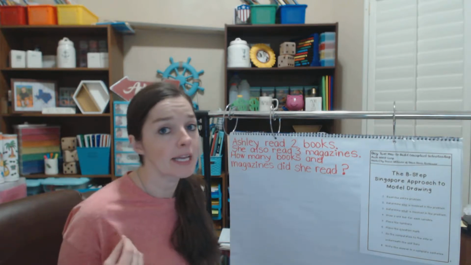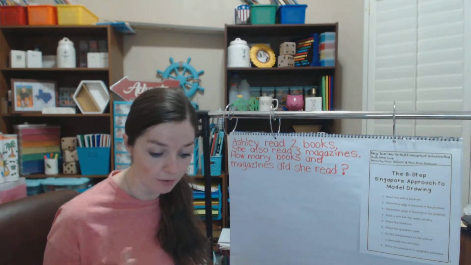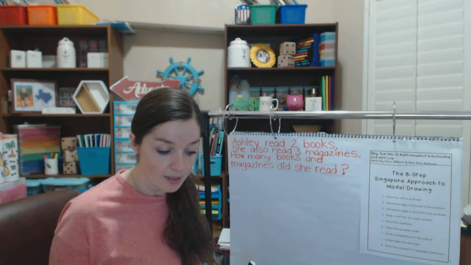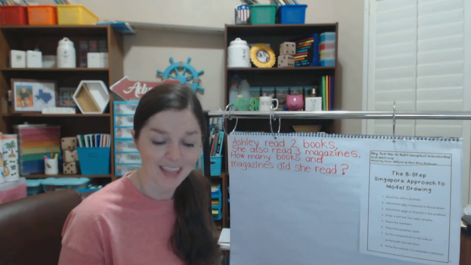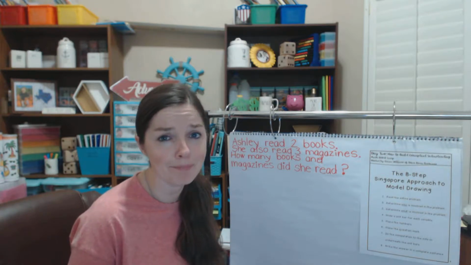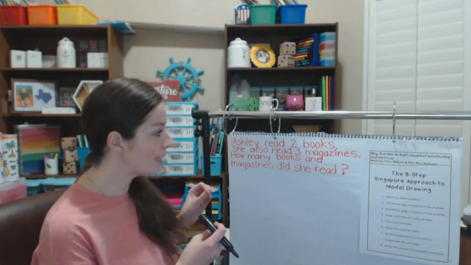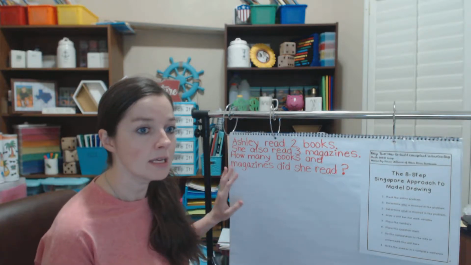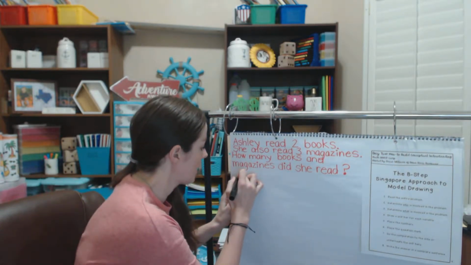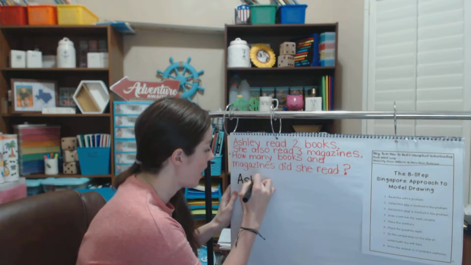Step 2 is to check who is involved in the problem. So in this case, Ashley is involved in the problem. Is there anyone else in the problem? No. So what we're going to do is take Ashley's name and move it from the problem to the left side of our paper. And we're simply going to write Ashley.